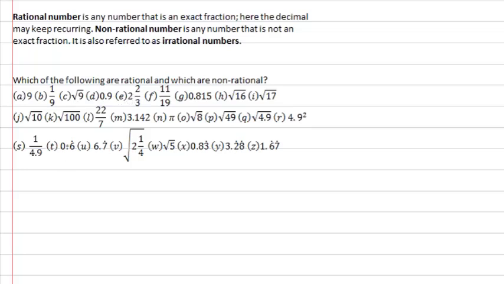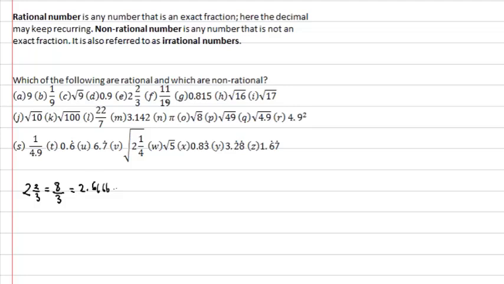If you check the decimal of this value, 2 over 3, in decimal we are going to arrive at 0.6666 continuously. This shows that it is repeating. And for rational numbers, the decimal may keep reoccurring. So it's a rational number.